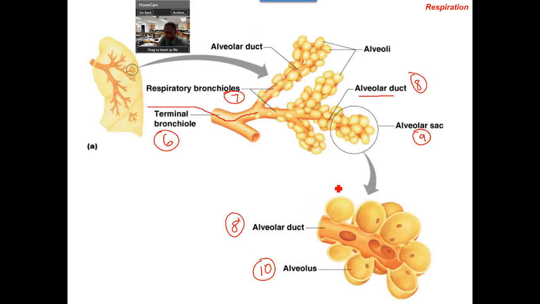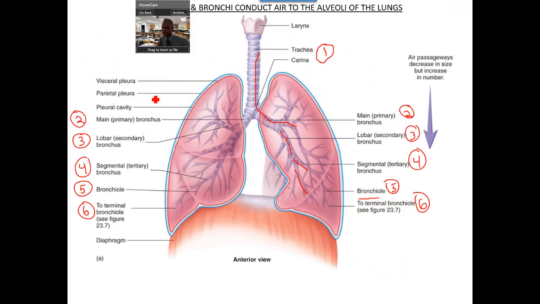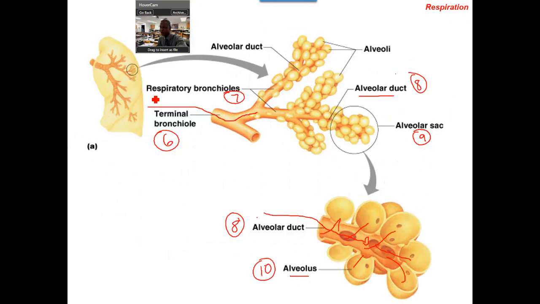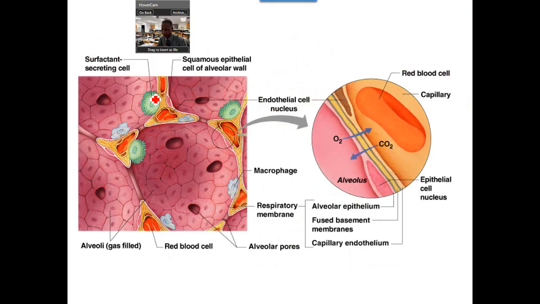Now, if you do a cross section, so let's do a section here and cut this, you'll see there's number 8, the alveolar duct, and then air is going here. And as it does, it's eventually going to each one of these, which we call the alveoli, the plural. The singular would be the alveolus. So if we go back up to 1 through 6, now we're down at 7, 8, 9, and then ultimately we're at 10, which is the alveolus.